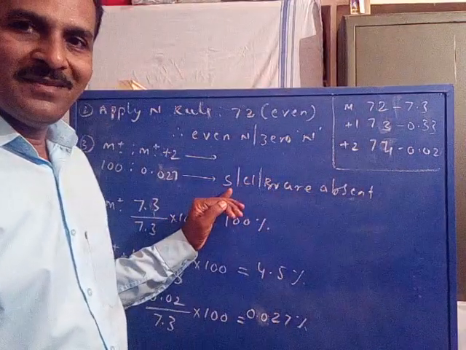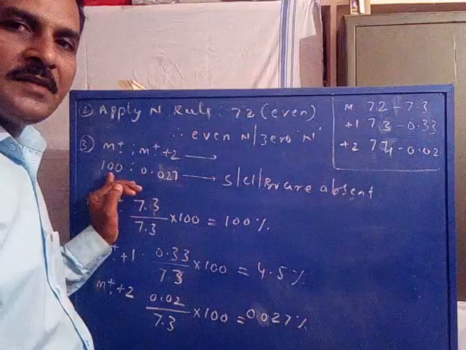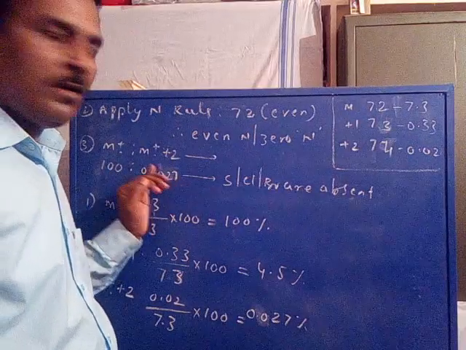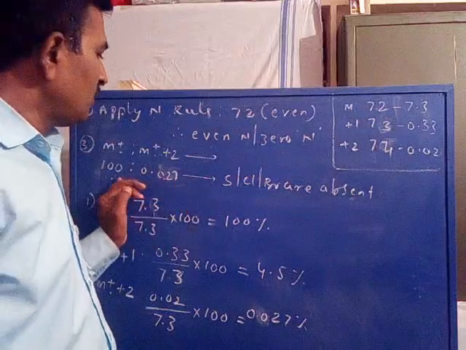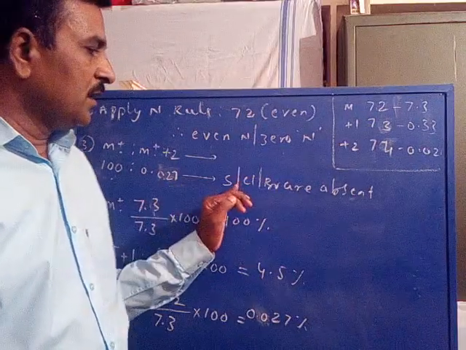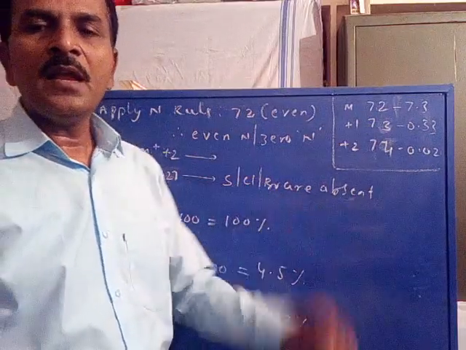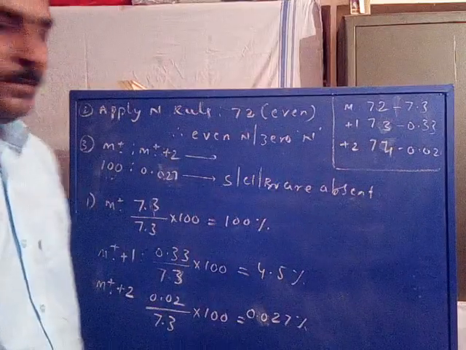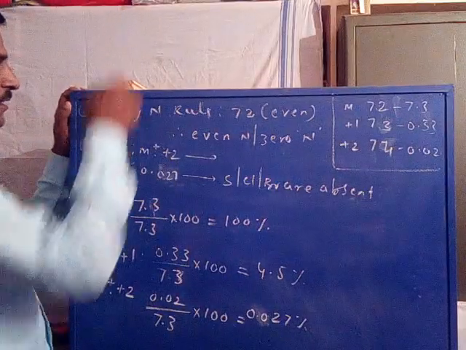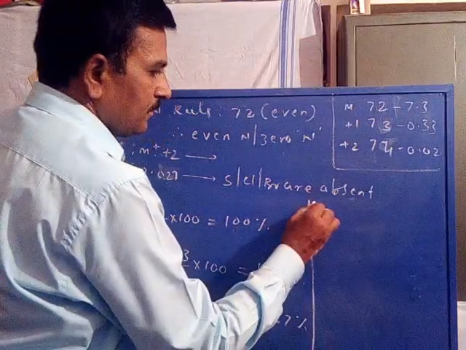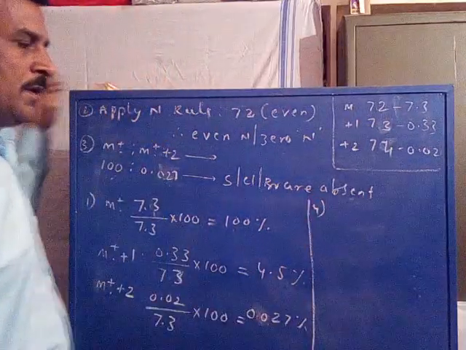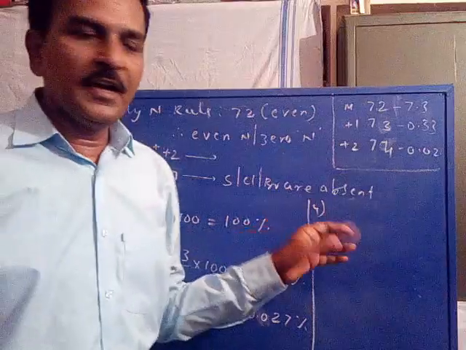If these are present, what happens? The relation may be 100:4.4 or 100:33 or 100:98. So it is not comparable, so sulfur, chlorine, bromine may be absent in the molecule. Now, this is the third guideline. Next, the fourth guideline.